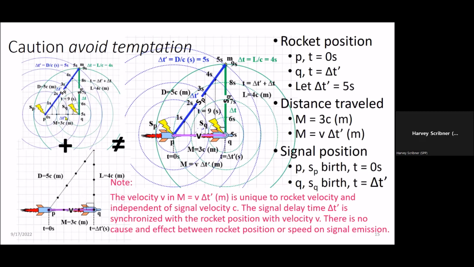If you try to add the two together, you don't get M equaling V times delta T prime for a distance across here, and being able to use some Pythagorean theorem, because the velocity of the rocket itself may be related by the distance and the delta T prime, but it has no effect or cause on the lightning strikes. So you can't just say, well, let's use Pythagorean theorem here and do this solution. And that's what I'm coming up with next.